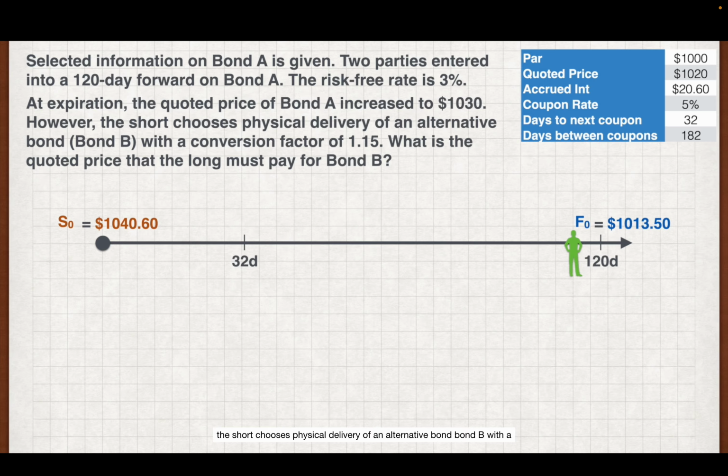However, the short chooses physical delivery of an alternative bond, Bond B, with a conversion factor of 1.15. What is the quoted price that the long must pay for Bond B? Pause the video now and work out your answer.